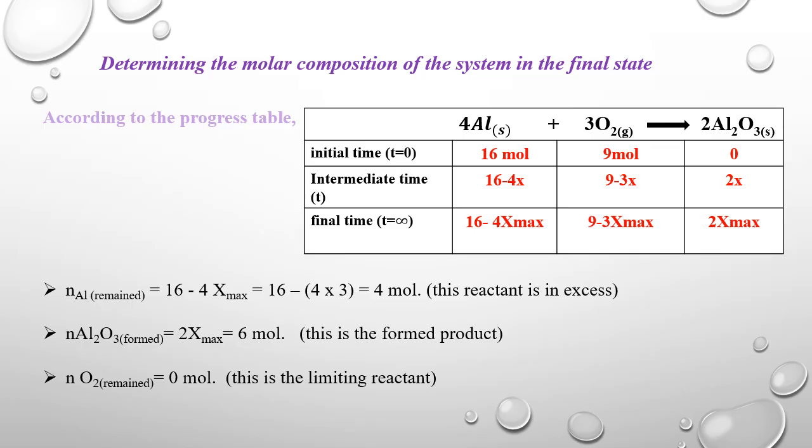Number of moles of O2 remained is equal to 0. Why is it equal to 0? Because oxygen O2 is the limiting reactant.